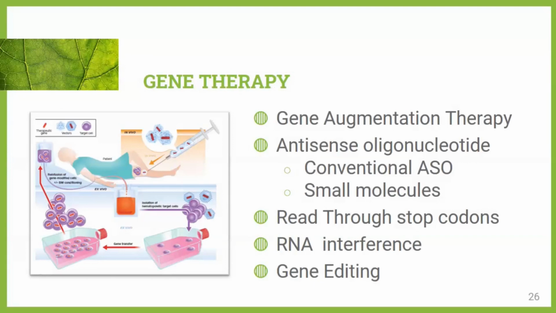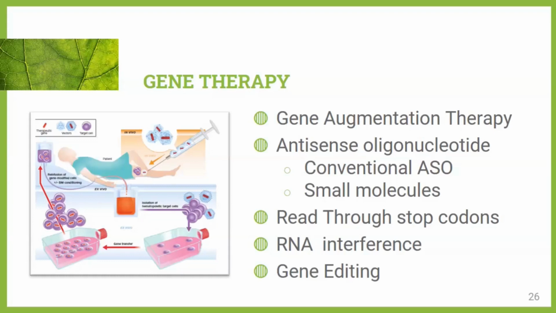Actually, it is an AAV vector, just like the COVID vaccine. We are actually giving the vector associated with this defective gene. The gene will be given, the vector will replicate. The gene will be integrated into the area, and it will produce the protein, and the disease will be corrected. So that is gene augmentation therapy. Then antisense oligonucleotide, where it can be a conventional ASO like SMA therapy nusinersen, or some of the DMD therapy, etc.